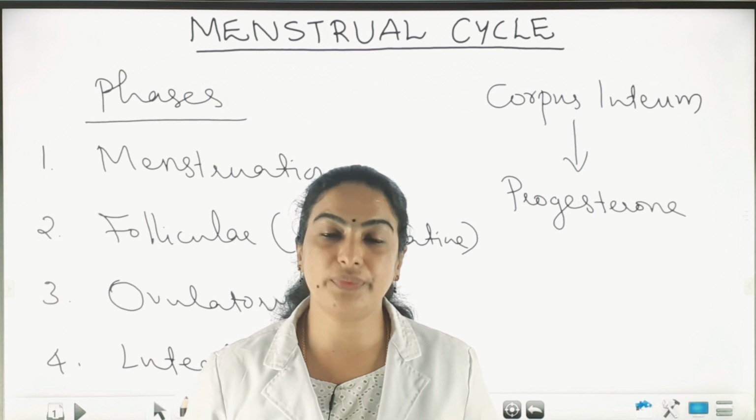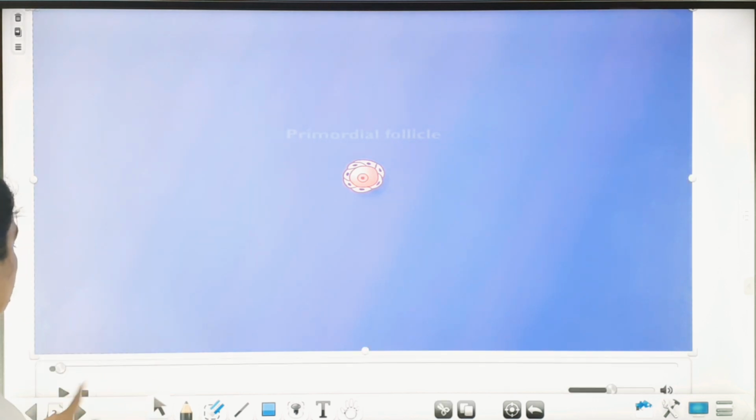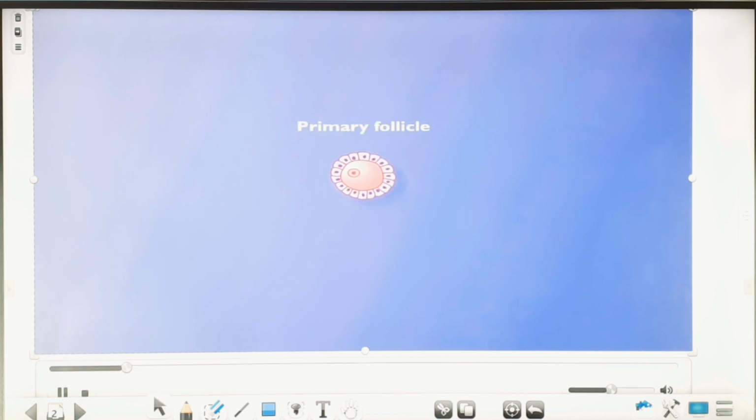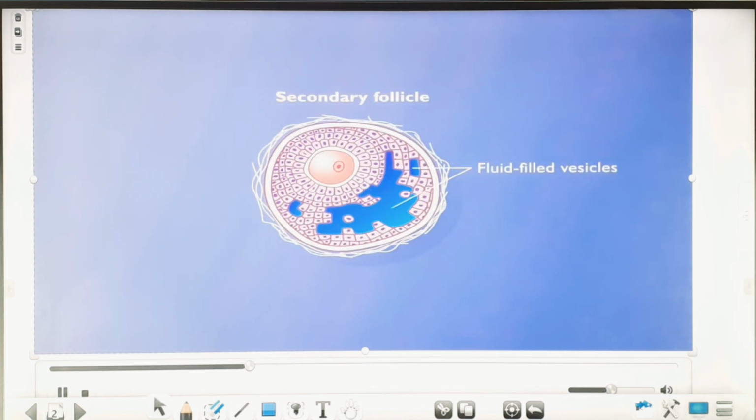Now we can see how this corpus luteum is formed. I will show you the video. Here you can see the primordial follicle along with the primary oocyte with a single layer of granulosa cell. Then it undergoes development to form primary follicle with the same single layer of granulosa cell. Then it undergoes development to form zona pellucida along with the 2 layers of granulosa cells. Then it undergoes development to form several layers of granulosa cells and the zona pellucida.